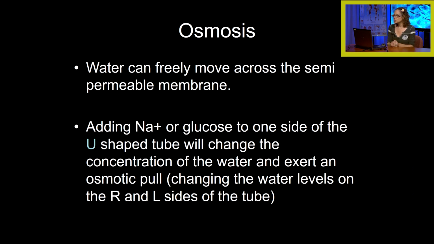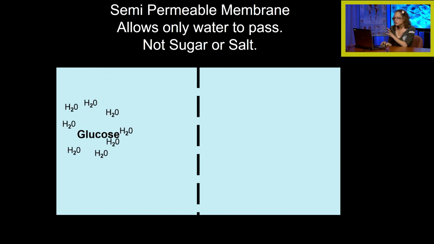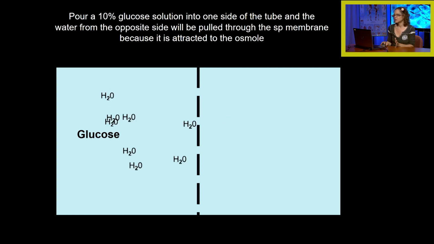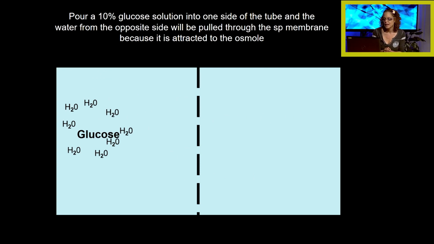If we add salt or glucose to one side of the U-shaped tube, this will change the concentration of the water and exert an osmotic pull, changing the water level on the right and left sides of the tube. So let's see what happens here. So glucose gets put in and the water crosses the semi-permeable membrane and it goes and it gets stuck to the glucose molecule. If we pour a 10% glucose solution into one side of the tube and the water from the opposite side gets pulled through the semi-permeable membrane, this happens because it's attracted to the osmol.